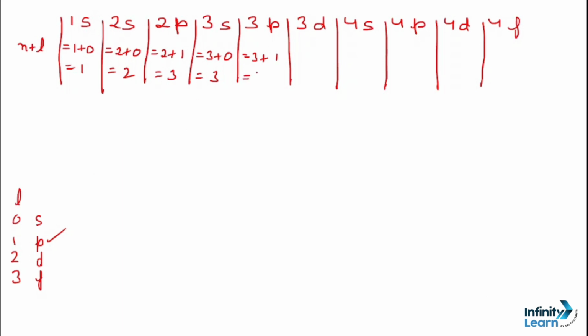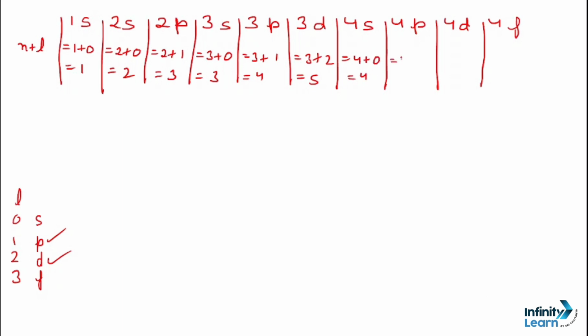So we get 4 as the answer here. In 3d, the value of n is 3 and d's value is 2, so 2 will be added here and we will get 5 as our answer. In 4s, 4 is n and s value is 0, so the answer here will be 4.